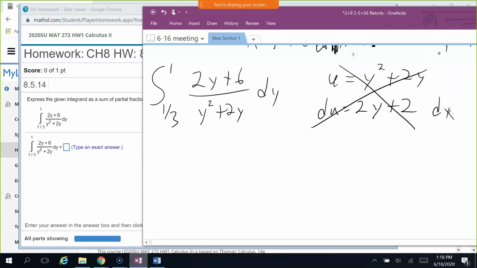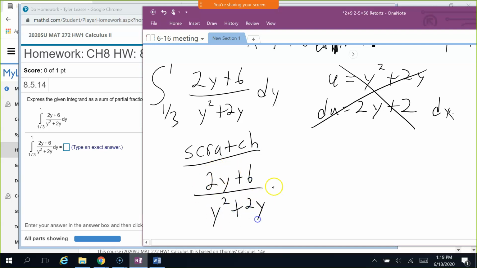Maybe you could finagle with it and force a u substitution, but it just wouldn't be worth it. After that, integration by parts probably wouldn't make sense here. You could try completing the square in the denominator. That actually might work, but let's not do that because the bottom can be factored so nicely that we can do partial fractions. So let's go over to scratch paper. There we're going to take the fraction that we have, 2y plus 6 over y squared plus 2y, and break this down into the partial fraction decomposition.